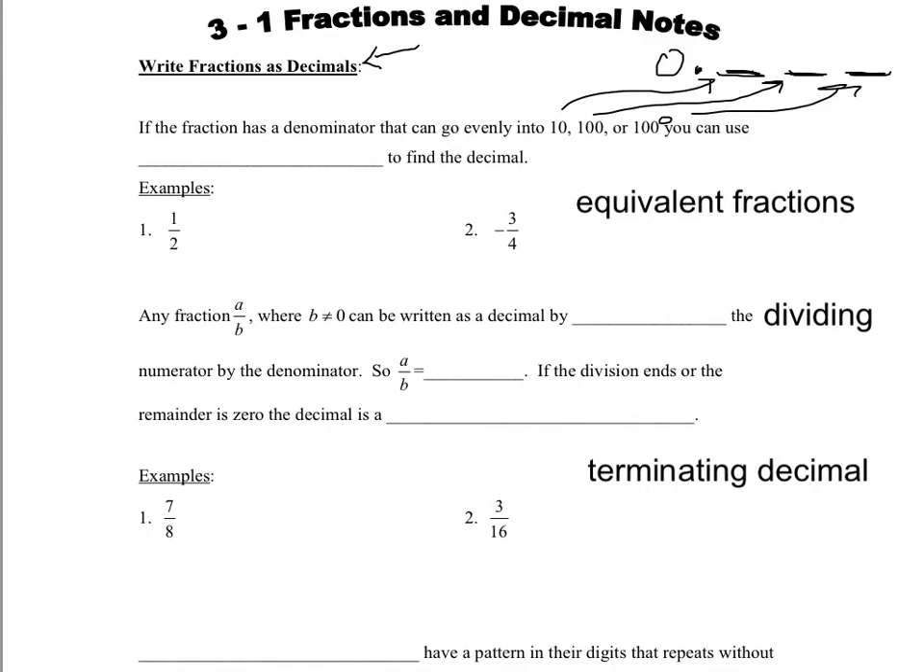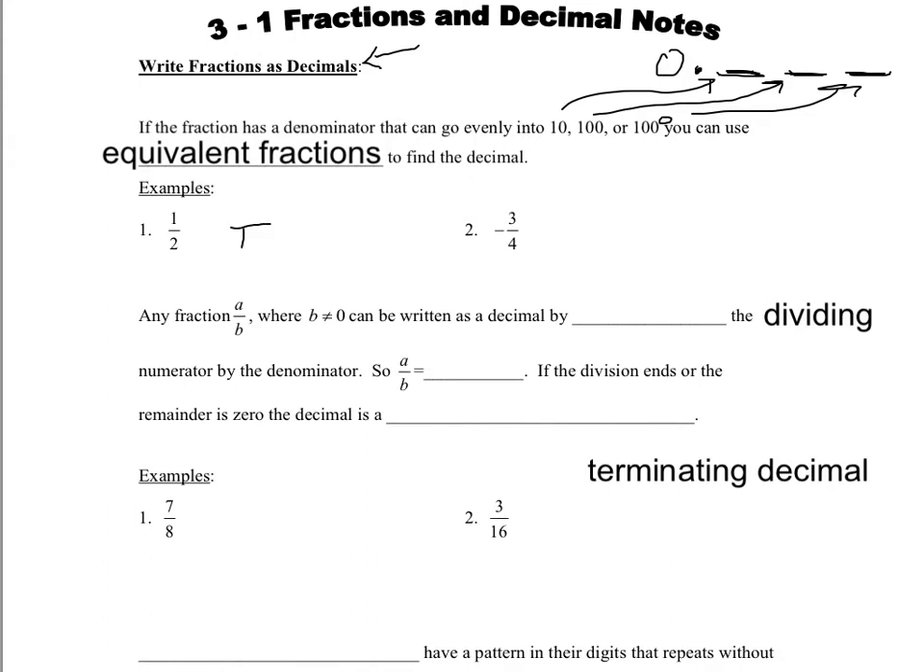So if you have a fraction that goes evenly into one of those numbers, you can use equivalent fractions to find the decimals. For example, 1/2. 2 goes evenly into 10. Actually it goes evenly into all those numbers, but we always want to start with the smallest number that makes sense. So if we can get a denominator of 10, it's really easy to get it into a decimal.